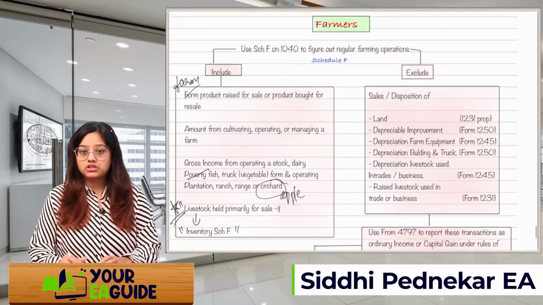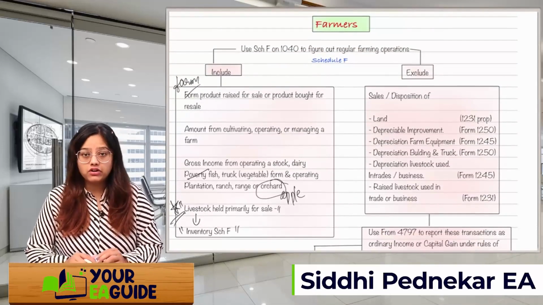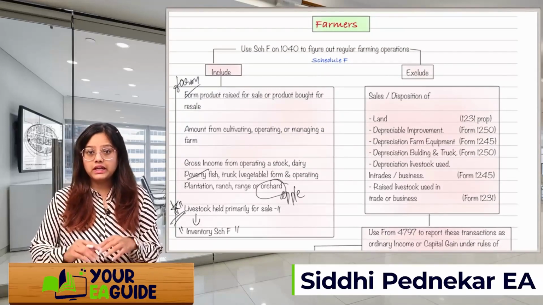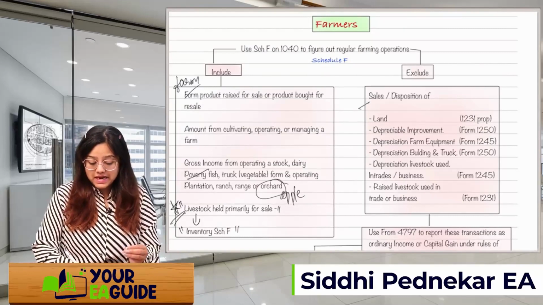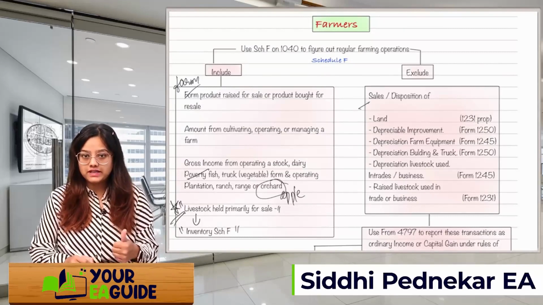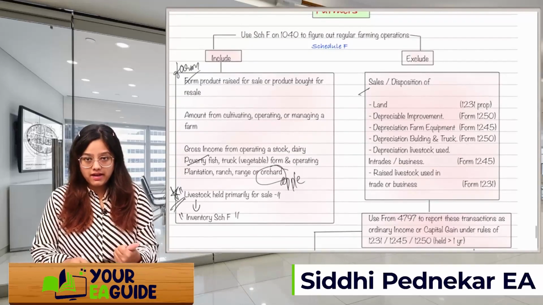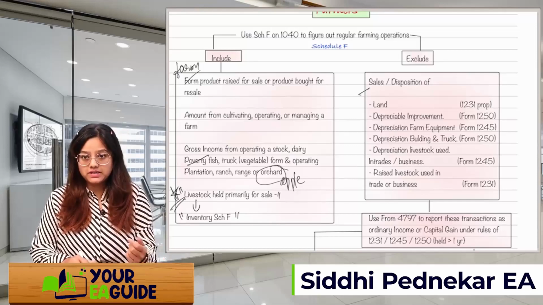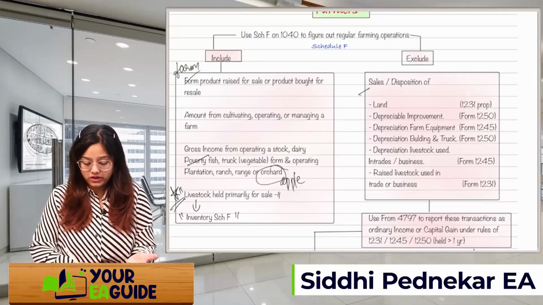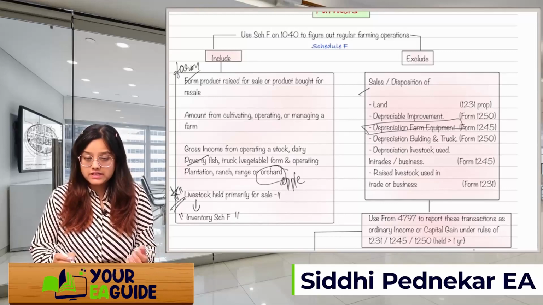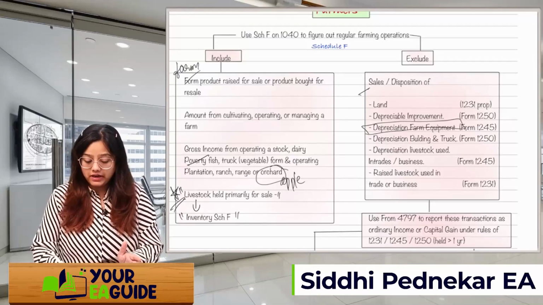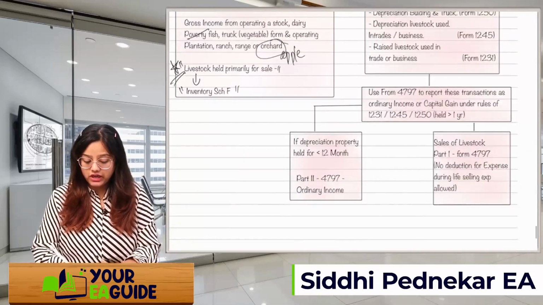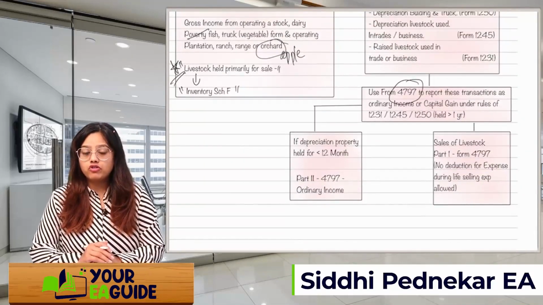What things will be excluded? In Schedule F, we are not going to include any income which the farmer is earning from the sale or disposition of assets. What are the assets? Land or any depreciable improvements, depreciable farm equipment. If there is a sale of these assets, it will not be included on Schedule F. When we dispose of it, we are going to include it on Form 4797.